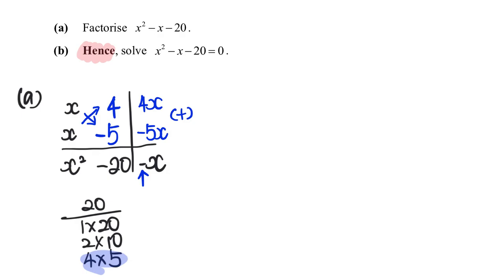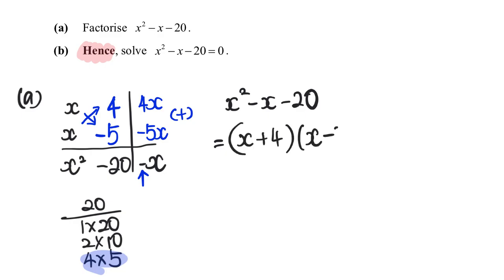And so, for part A, the answer would then be x squared minus x minus 20 equals x plus 4, x minus 5. That's the answer.